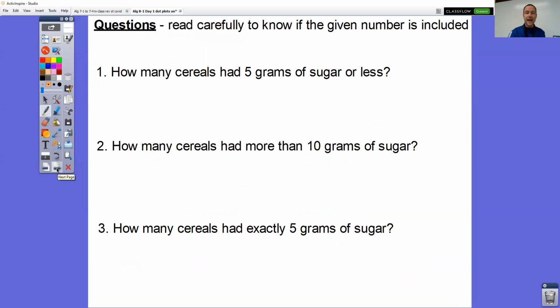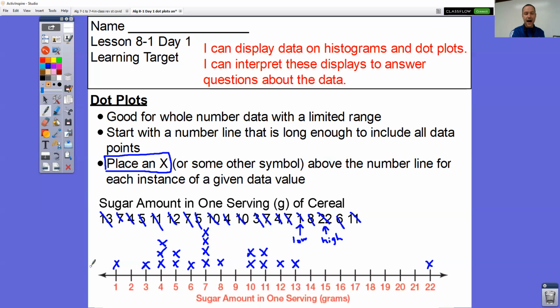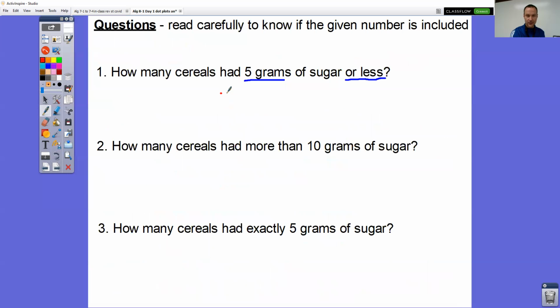How many cereals had 5 grams of sugar or less? So we're looking for 5 or less. Well, 5 or less would be everything that is here, 5 or less. So I have 1, 2, 3, 4, 5, 6, 7 different cereals that had 5 or less.